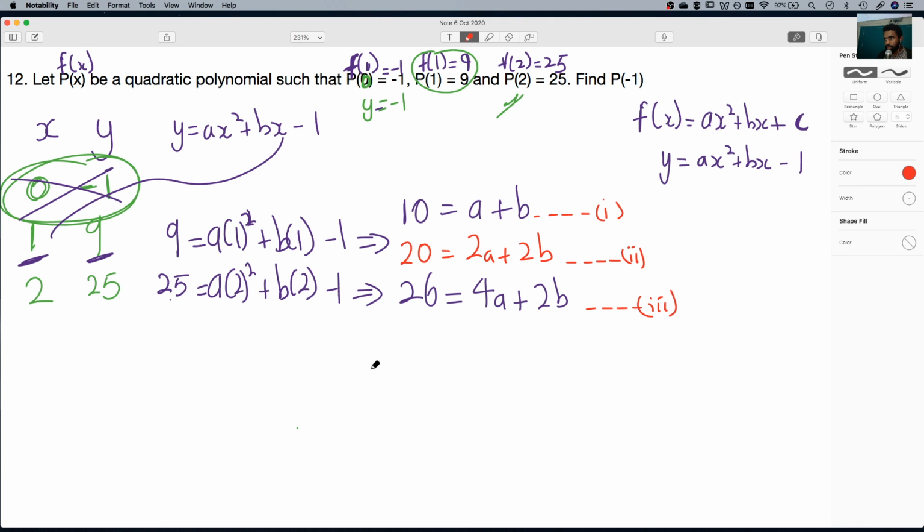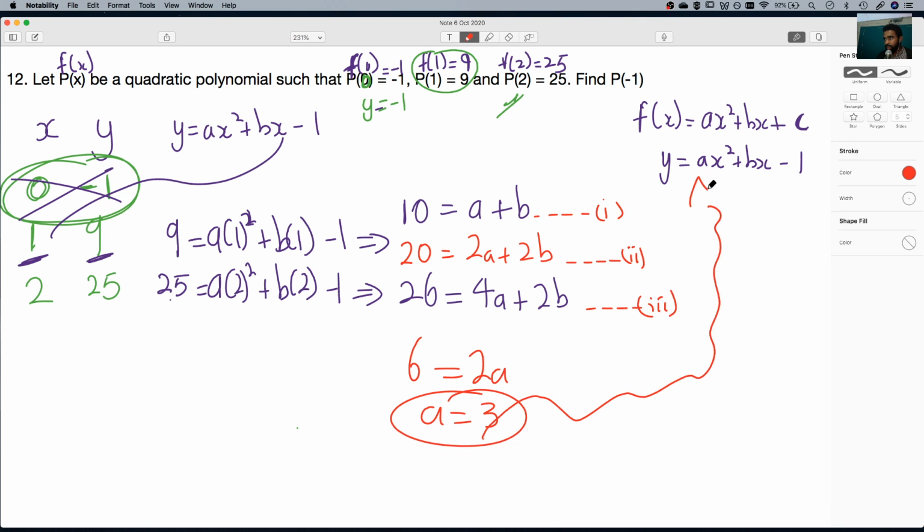So we do 26 minus 20, right? And that'll give us 6 is equal to 4a minus 2a, that's just 2a, and 2b minus 2b is just 0. So we get 6 equals 2a, and you can go on from there, right? So a is equal to 3. So we've solved for a, and now we can plug a into this guy. So we know this must be 3.